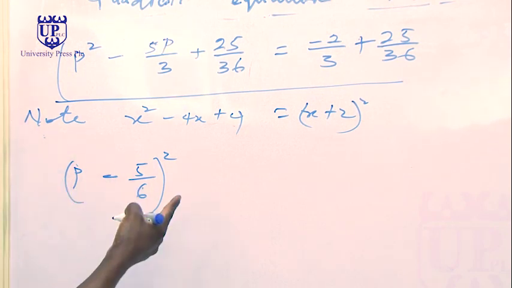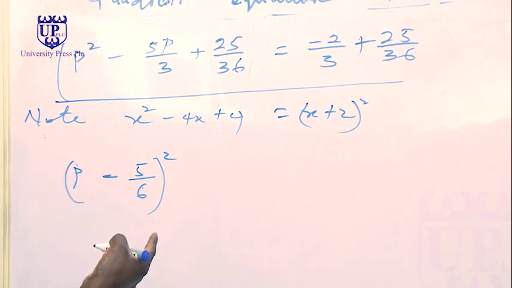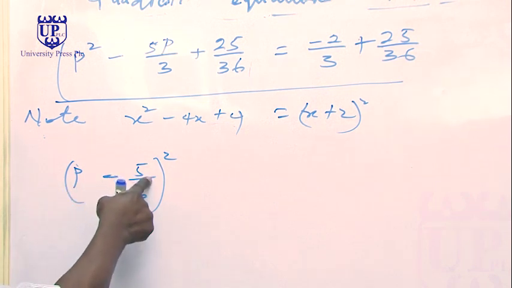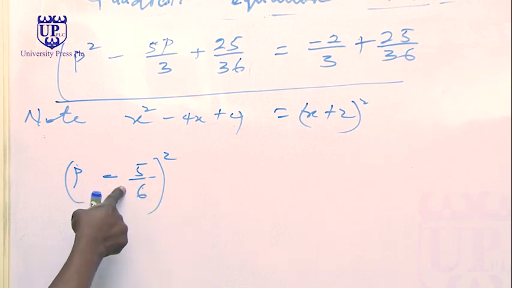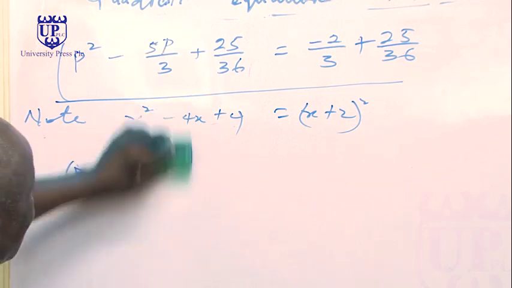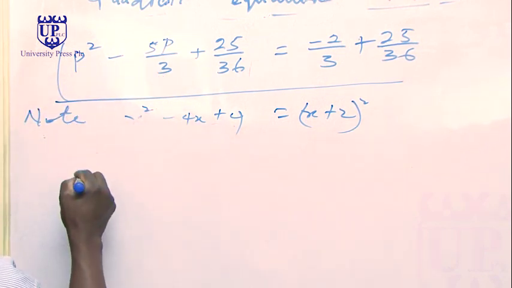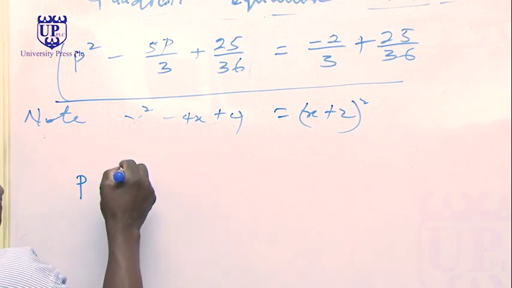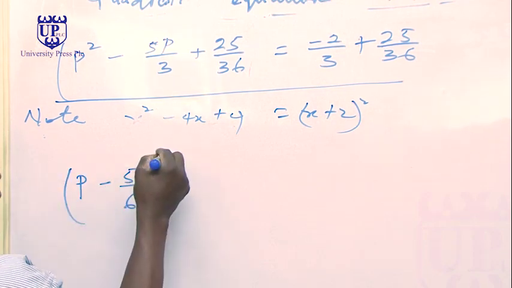If you expand this, it will be the first one squared plus this one squared minus twice of this. Twice of this is 5 over 3. So in effect, this one becomes P minus 5 over 6 all squared.